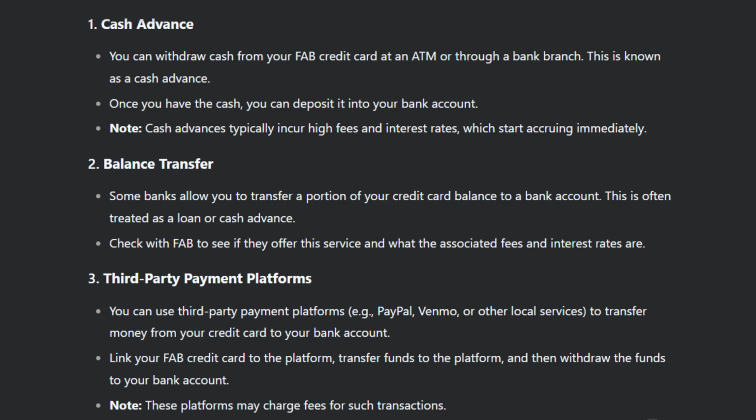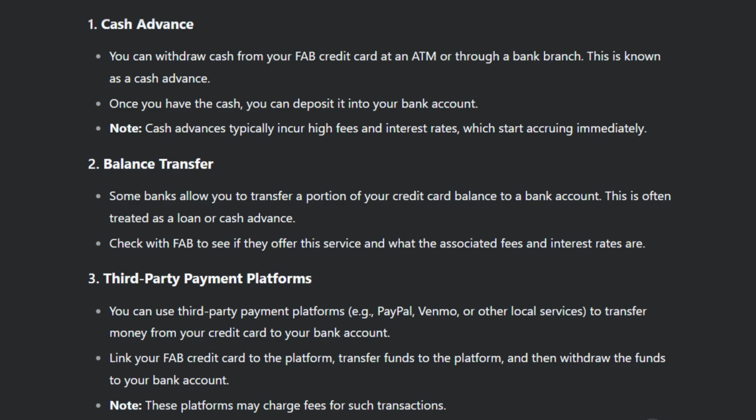Balance transfer. Some banks allow you to transfer a portion of your credit card balance to a bank account. This is often treated as a loan or cash advance. Check with FAB to see if they offer this service and what the associated fees and interest rates are.